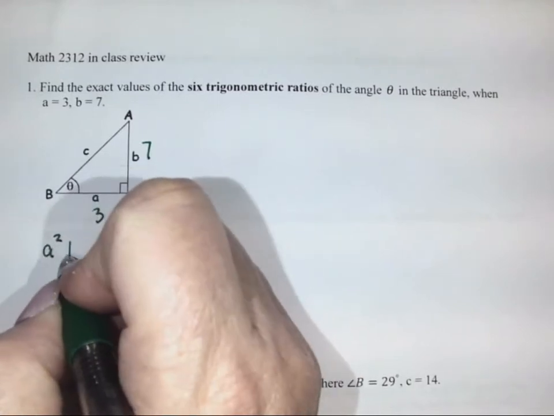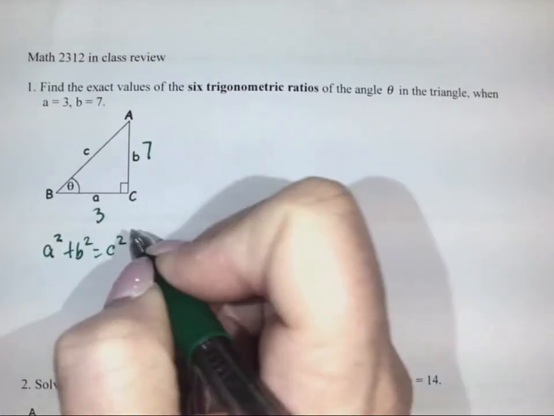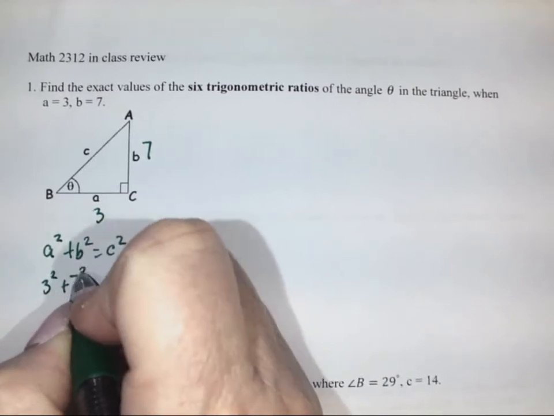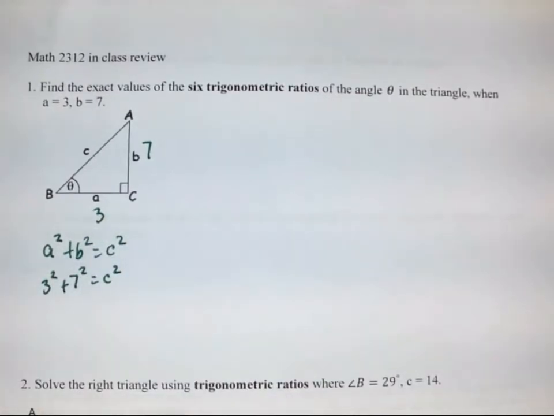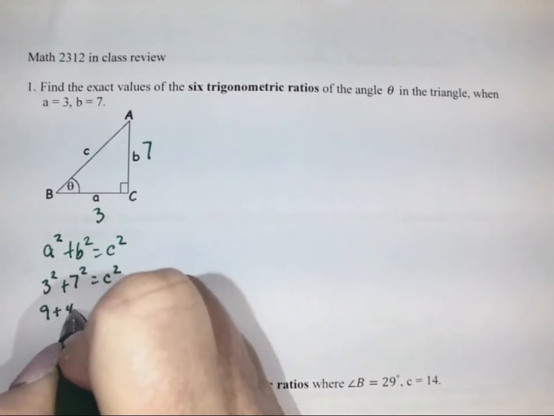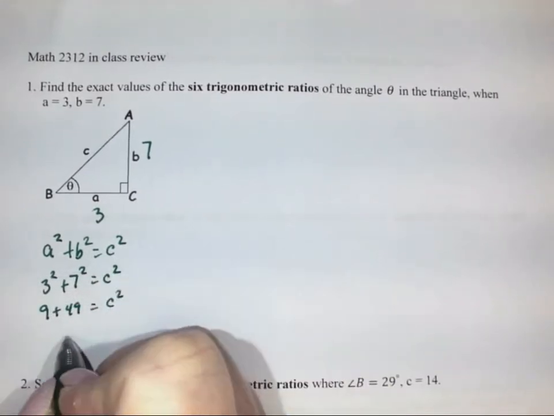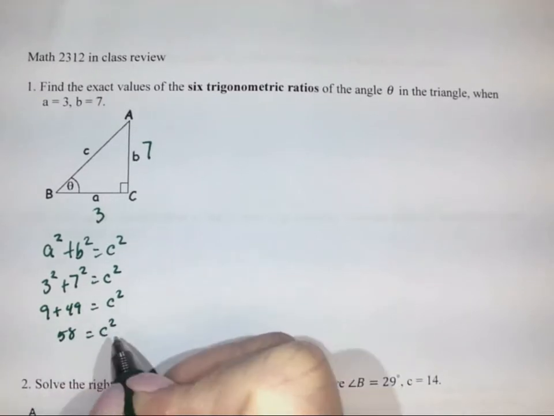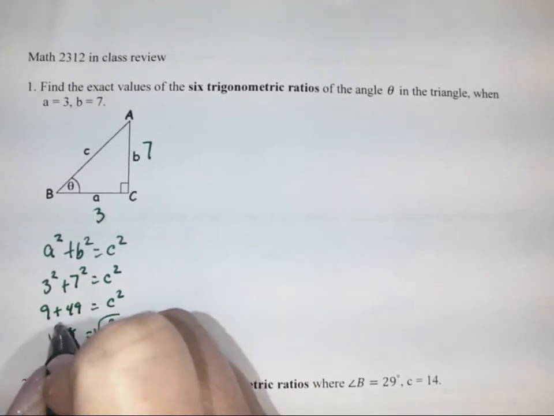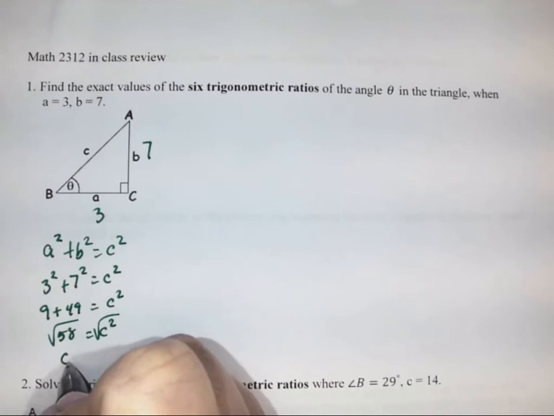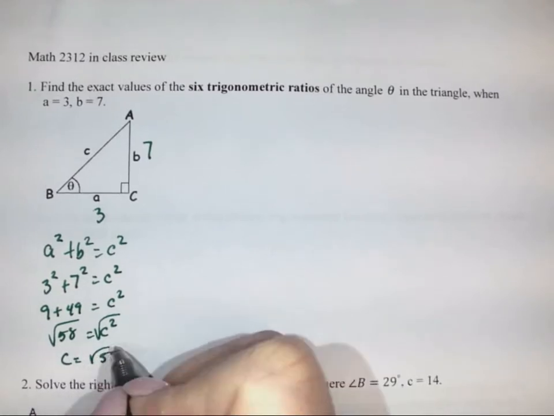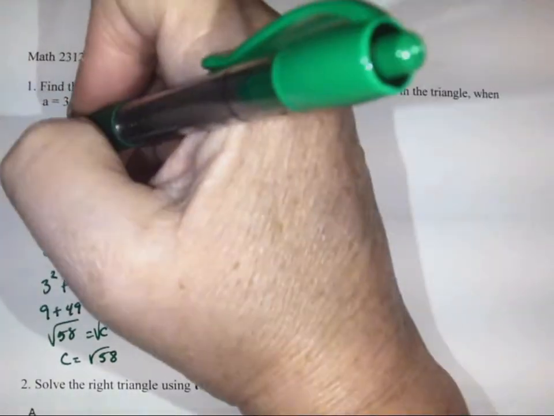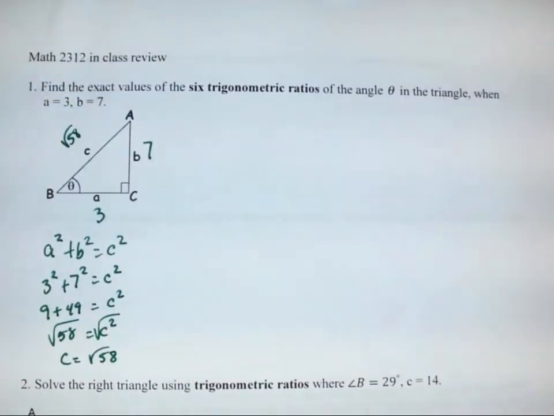So we're going to use A squared plus B squared equals C squared. So we'll have 3 squared plus 7 squared is equal to C squared. So 9 plus 49 equals C squared. 9 plus 49 will get us 58 equal to C squared. Taking the square root of both sides, C is going to be equal to the square root of 58. It won't be plus or minus because it is a distance, and a distance can only be positive.